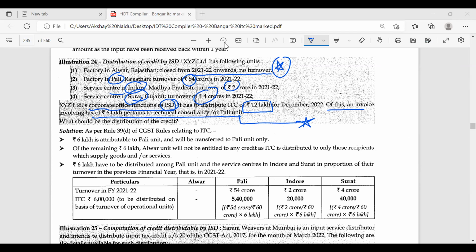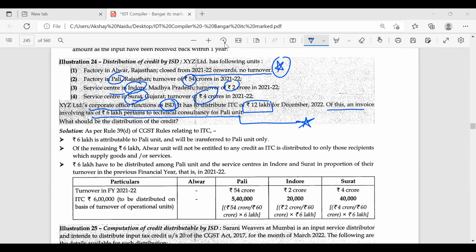Do it only in calculator. Do not write down everything. Do this only in the calculator. Yes, ma'am. Done?